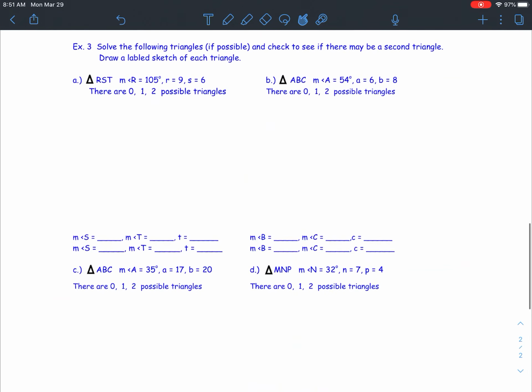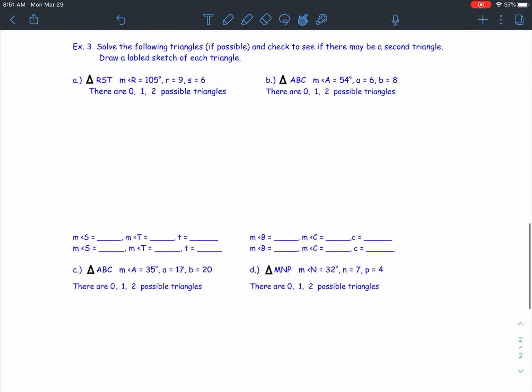Okay, let's look at this with some examples so that we can try to make sense of what we were just talking about here. The question wants you to solve the following triangles. When we solve a triangle, it means that we find all the missing angles and all the missing sides. I've set these up in such a way that we're assuming there might be 2 triangles possible, but we might not fill in all these blanks if we discover that there's no triangles possible or just 1 triangle possible.